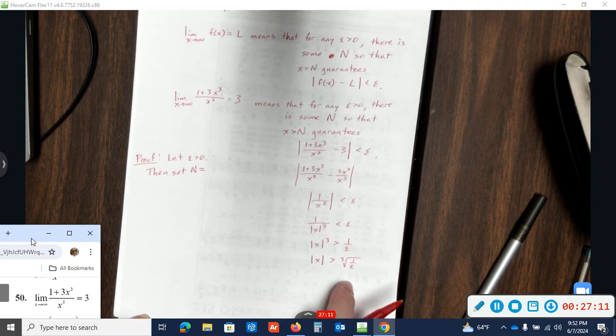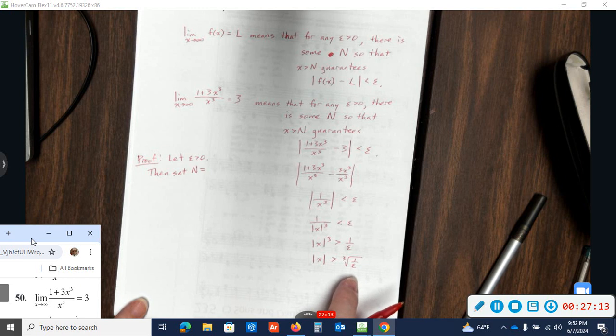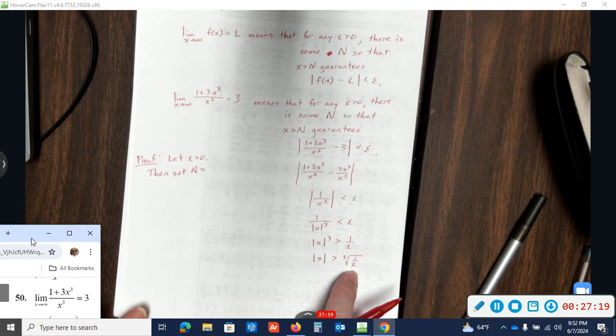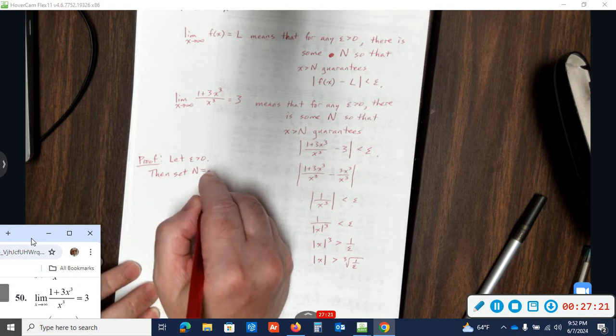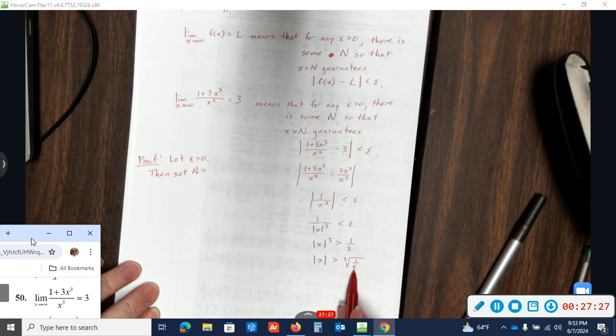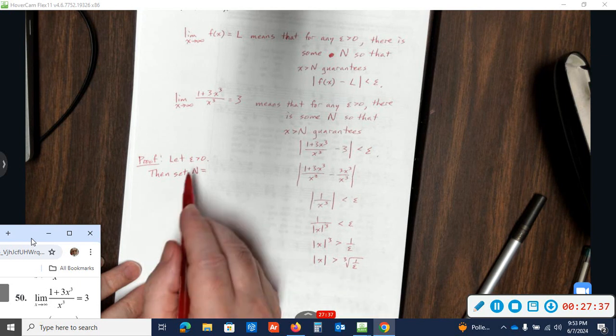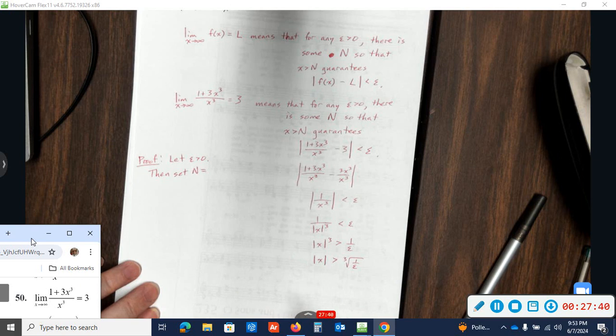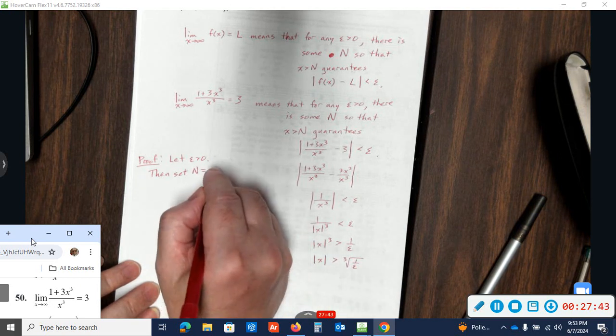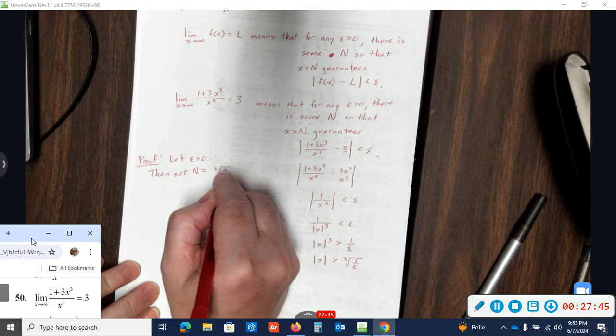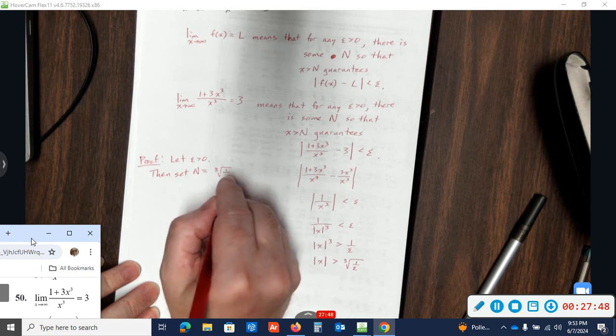This is the n that I need. I need to make sure that n is positive and it's bigger than this. So let's set n to be the maximum of, you know what? If epsilon is greater than 0, then 1 over epsilon is going to be greater than 0, and the cube root of 1 over epsilon is going to be greater than 0. So n is guaranteed to be greater than 0. Okay, that's not really a problem. Let's set n equal to the cube root of the reciprocal of epsilon.